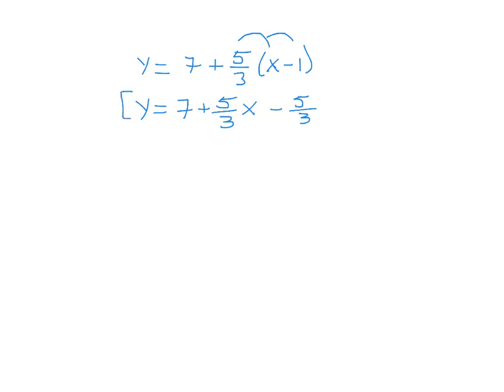So to get rid of my fractions, I'm going to multiply everything in our equation by 3, which is the denominator of both fractions. When I do that, I end up with 3y equals 21, 3 times 7, and then 3 times 5/3, well, that just gives me 5. I got rid of the fraction. And then 3 times a negative 5/3, well, that also just gives me negative 5. Okay, so now I'm going to combine my 21 and my 5 together. Get 3y equals, well, 21 minus 5 is 16.